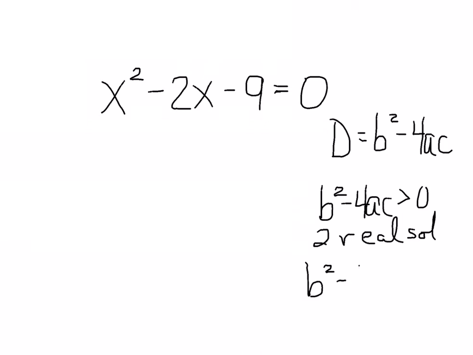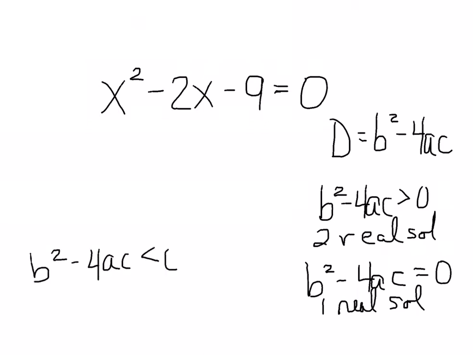If that number is equal to 0, you'll have one real solution. Again, that tells you how many and what type it is. And also, don't forget what happens if the number is negative. It's two imaginaries. Again, that tells me how many and what type it is. So let's find the number. What number is in the B spot?